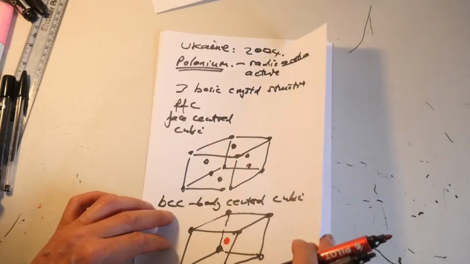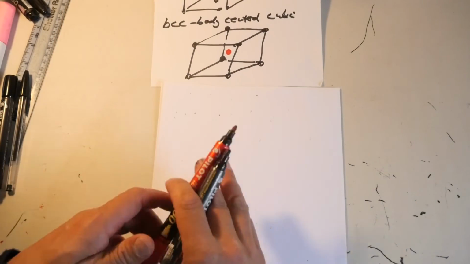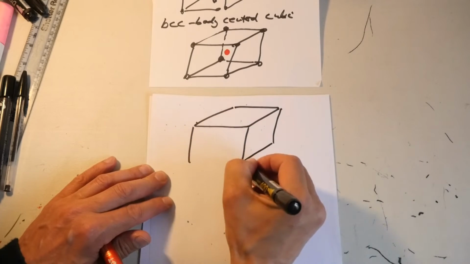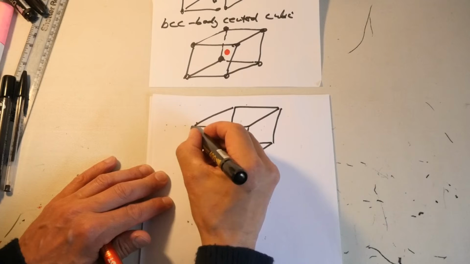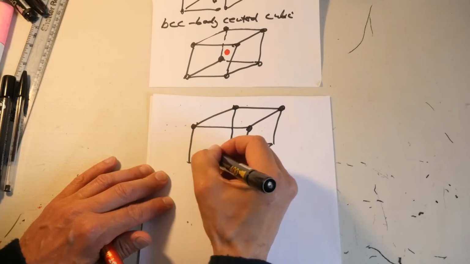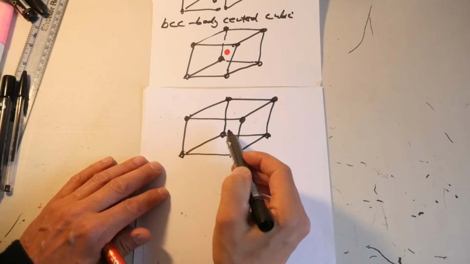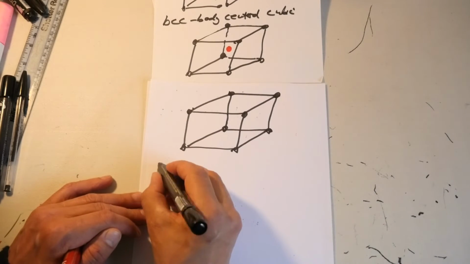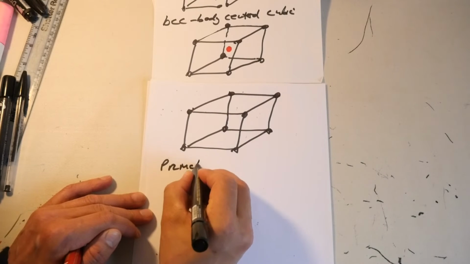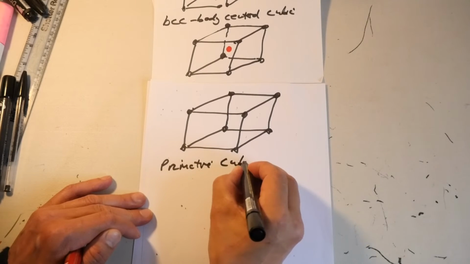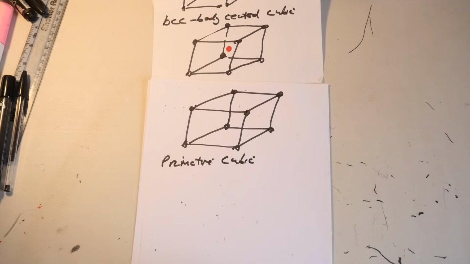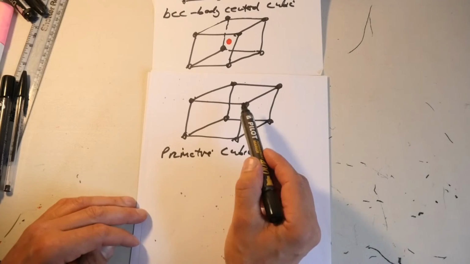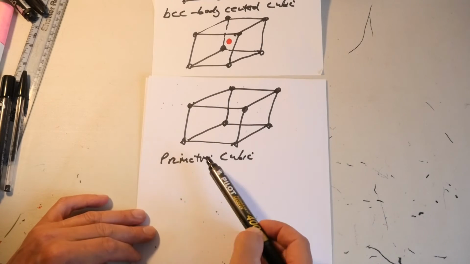But there's also a third type. This is just a basic overview of it. There's a third type where you have, okay? So you got again atoms in each corner like that. But there's no atom either in this face or the centers. So this is called primitive cubic, okay? Primitive cubic. And polonium is unique because it is the only naturally occurring crystal salt which has primitive cubic.